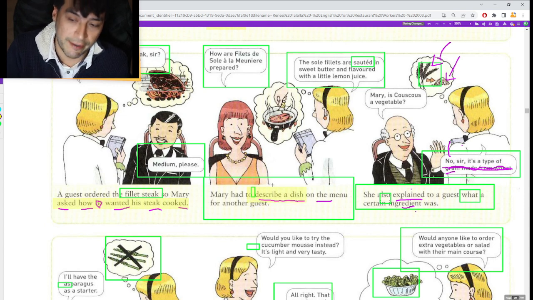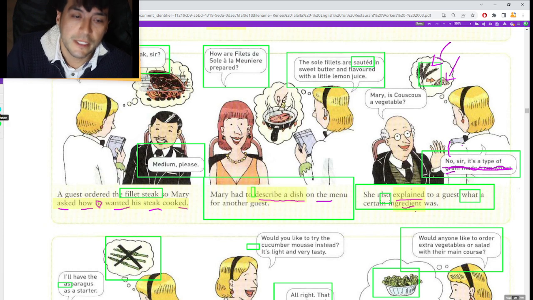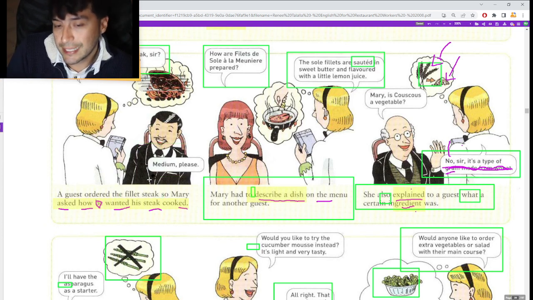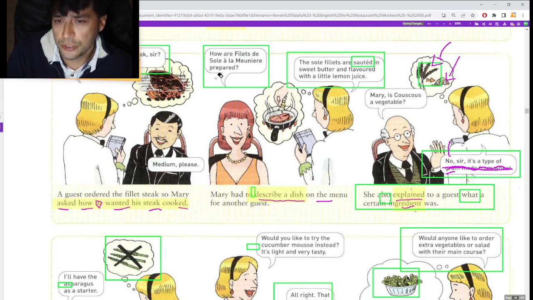Next picture, she had to describe a dish. Mary described a dish. Next picture, Mary explained an ingredient. Explain an ingredient, describe a dish.